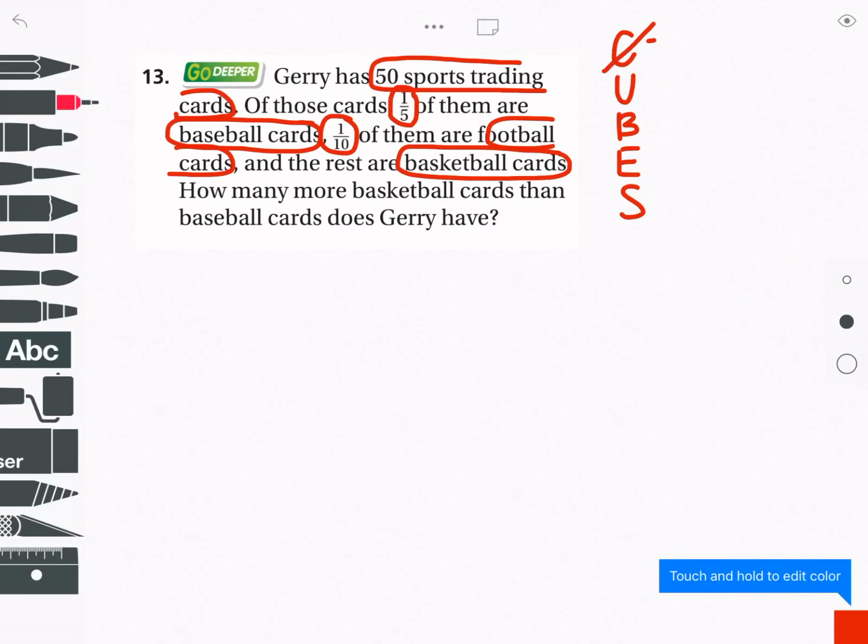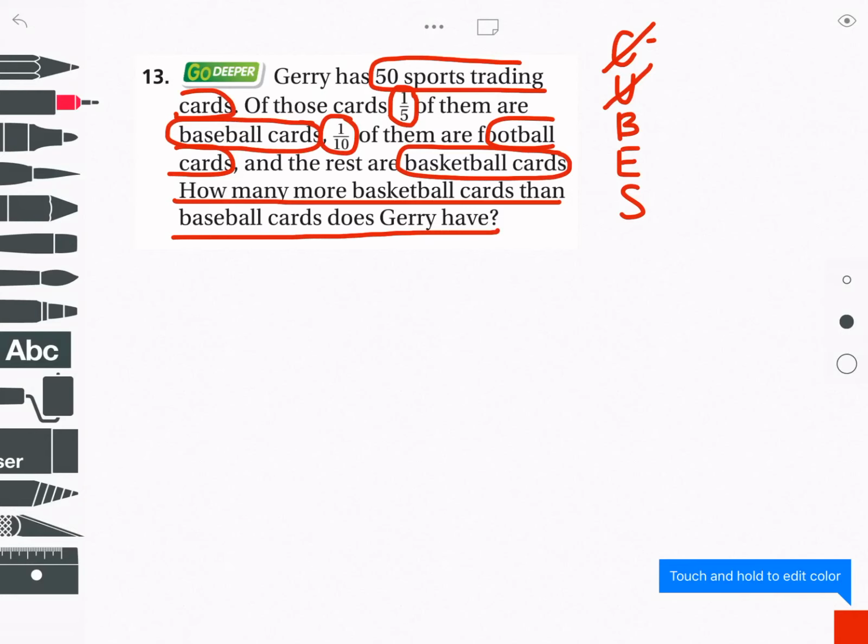So I circled my numbers and my units. Now I'm going to underline my question. How many more basketball cards than baseball cards does Jerry have? Underline my question. Now I'm going to go box in my keywords. I'm going to read it one more time to figure out where my keywords are.